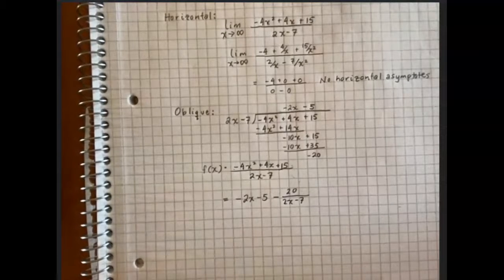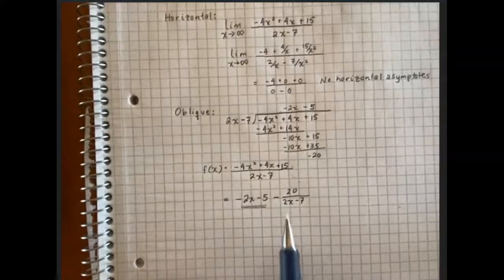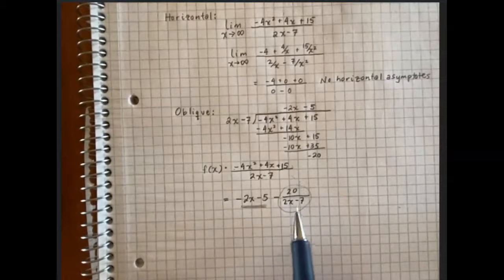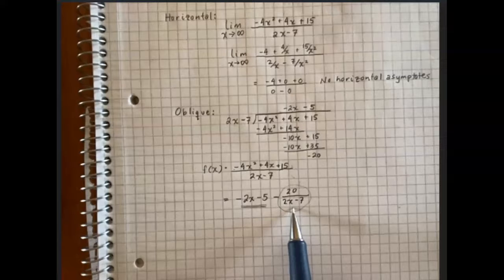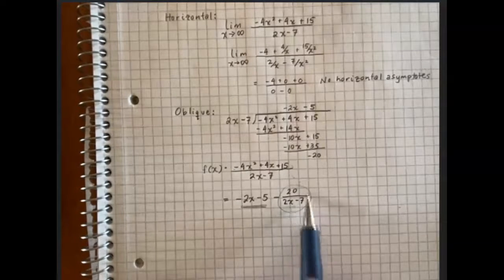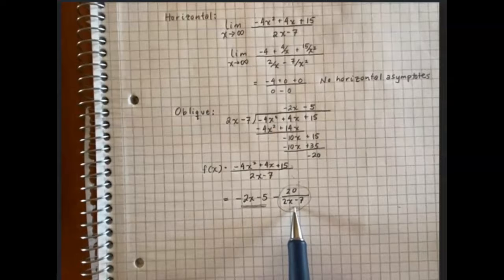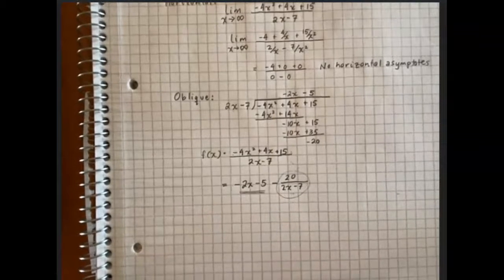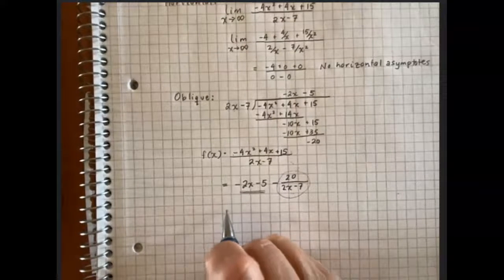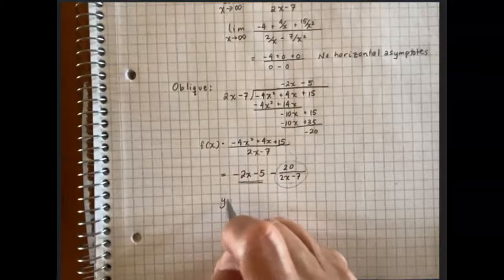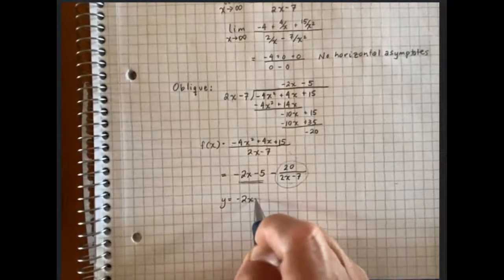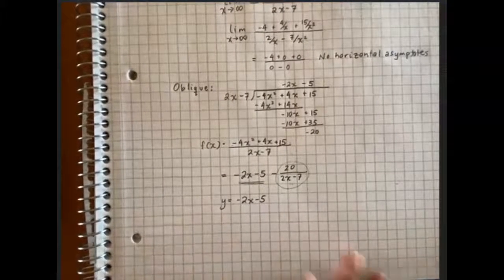But what's lovely is your oblique asymptote is this piece right here. So not this piece. You want to make sure that this last bit right here goes to 0 as x goes to infinity. So the limit of this last piece as x goes to infinity should be 0. And if that's the case, then your oblique asymptote is y equals negative 2x minus 5. Done. There it is.